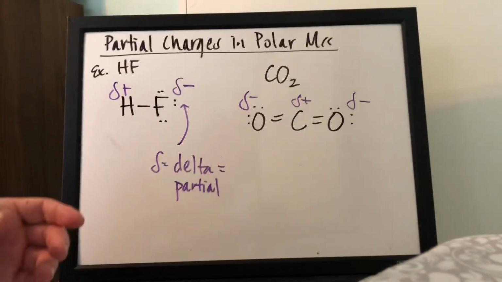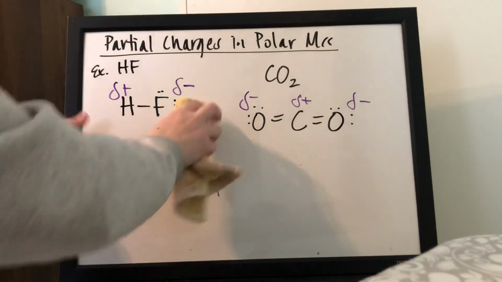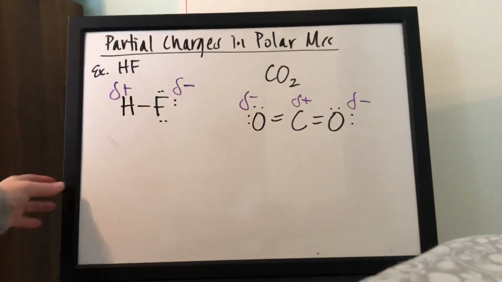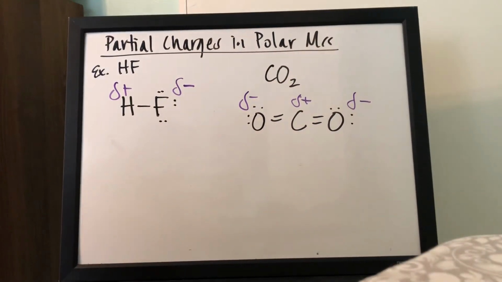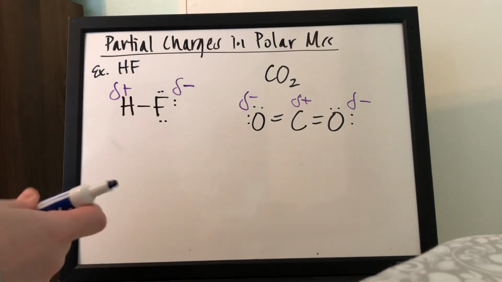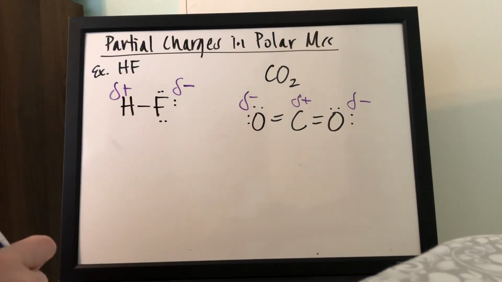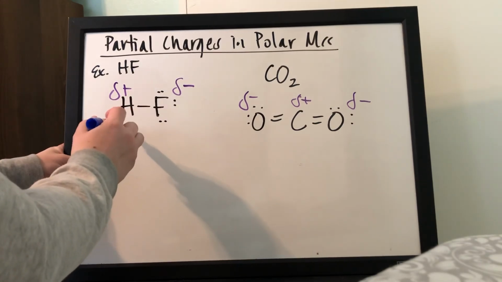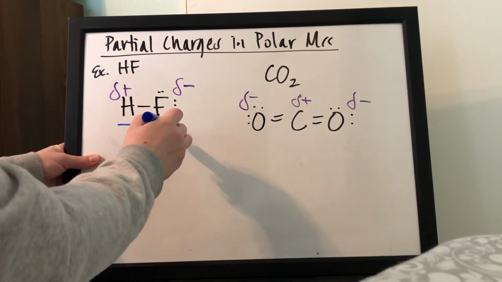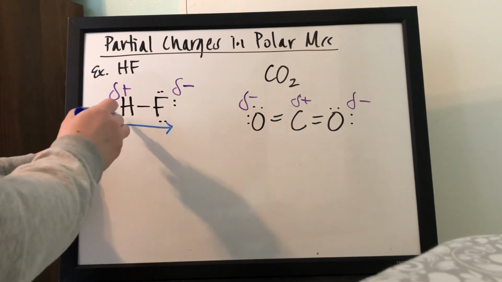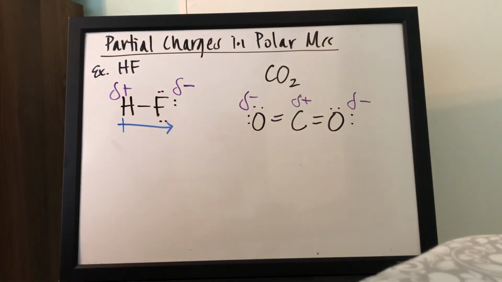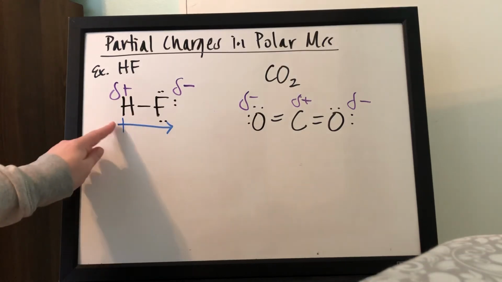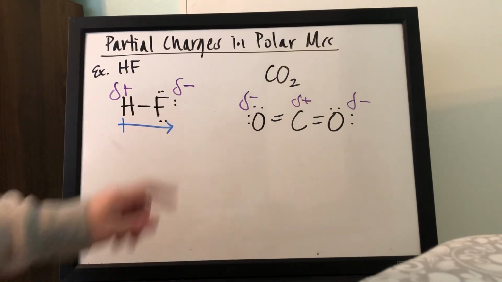There's a second way to do partial charges, so I want to show you that now. The second way is to do it with an arrow, okay? And the arrow points in the direction of the more electronegative atom. So in this case, it would point toward the fluorine. It's drawn parallel to the bond. It points like this, and then you cross it at this end, which kind of looks like a plus sign, right? So that this is your partial positive and this is your partial negative.